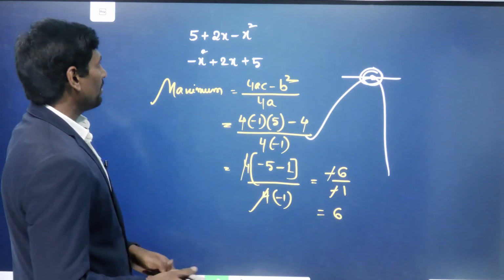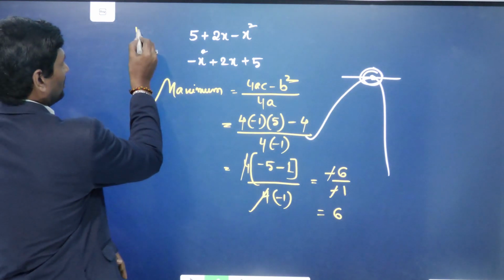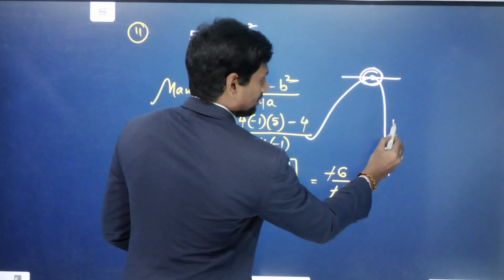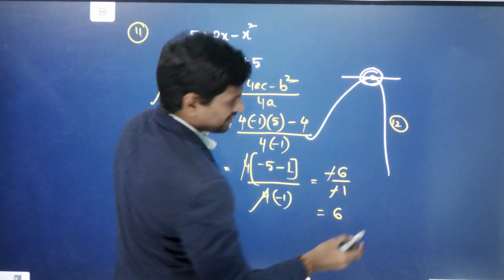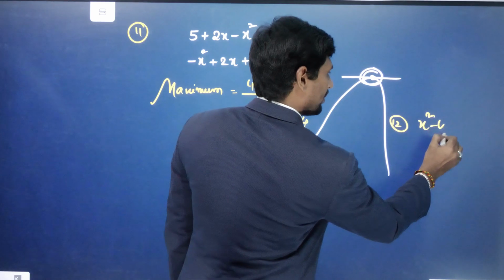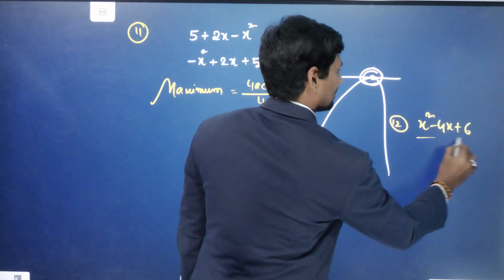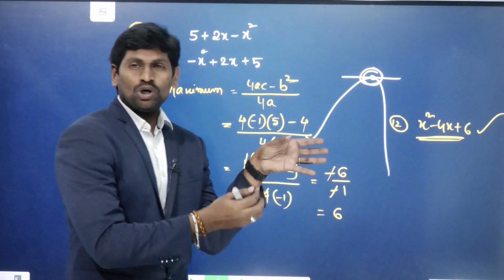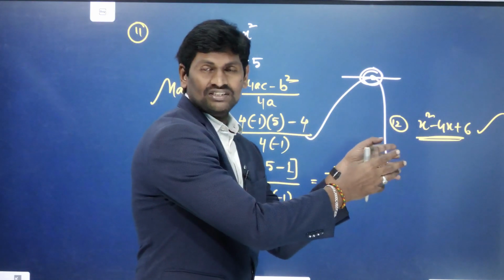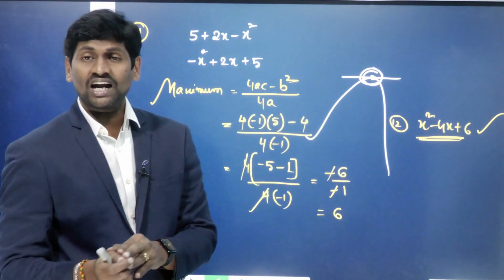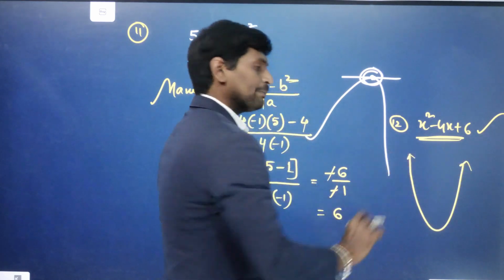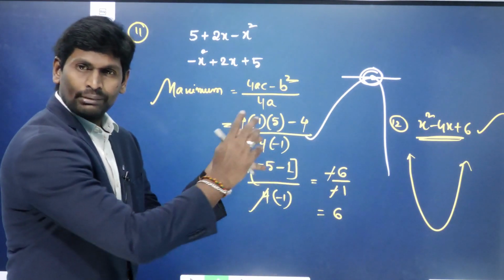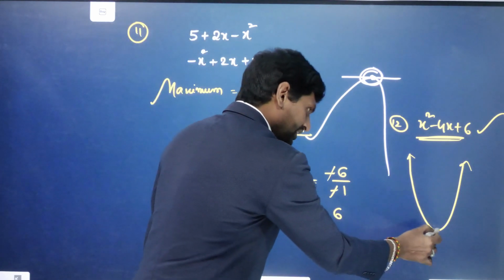And next one is minimum value. This is the 11th question. The 12th question is minimum value. So find the minimum value of the quadratic equation x square minus 4x plus 6. The x square coefficient is 1. That means 1 is a positive number greater than 0. This gives a parabola opening upwards. Here the minimum value will be there. This is the minimum value.